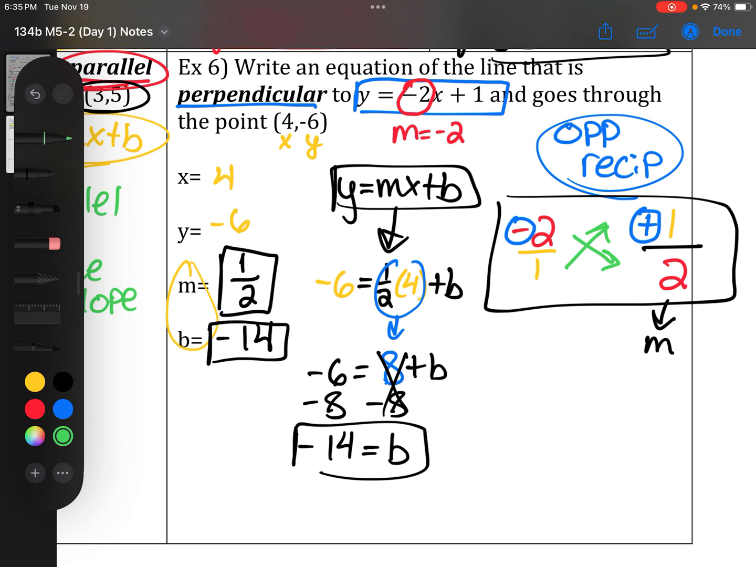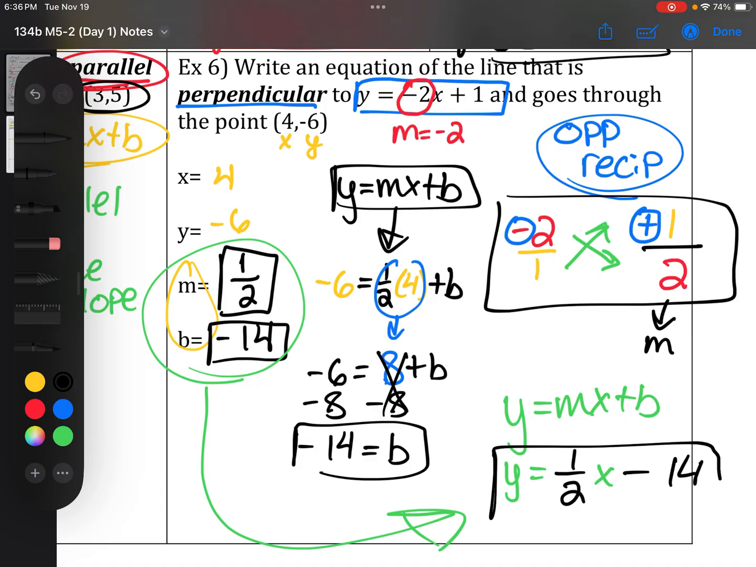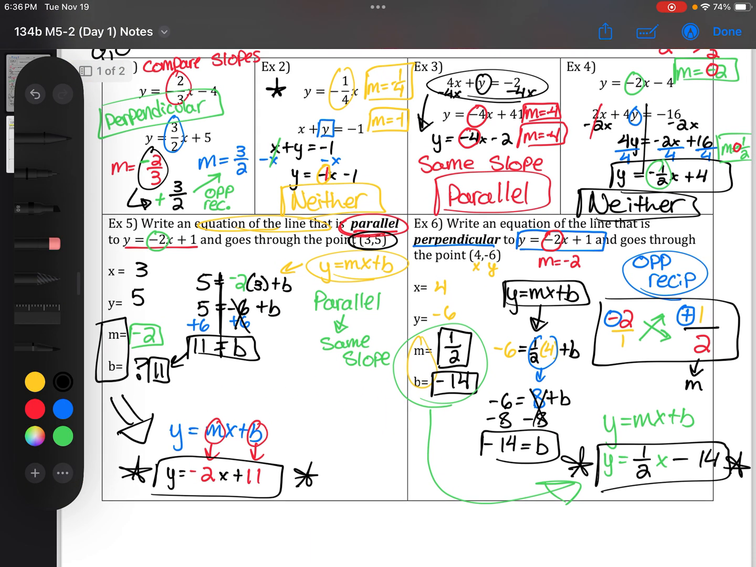So we're looking at our problem here. We have the slope. We have the y-intercept. Now we can write the equation of our line. So remember, y equals mx plus b. The m is 1/2. And the b is -14. So then we just fill in the rest. y = 1/2 x minus 14. And that is the equation of a line that's perpendicular to that other line and passes through the point (4, -6).